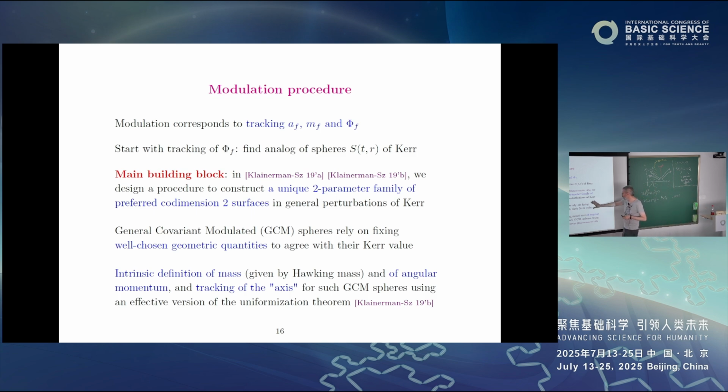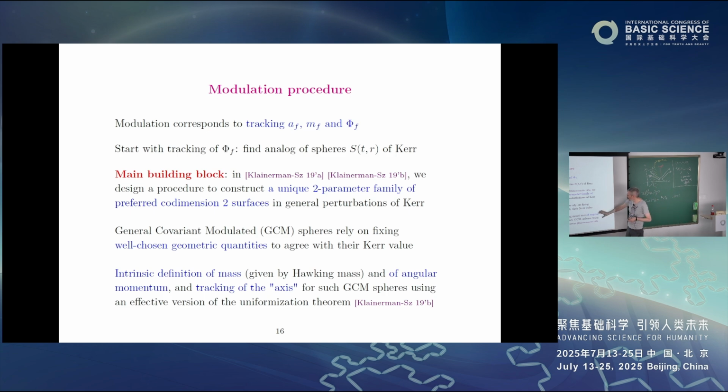Maybe just a word. This relies on fixing well-chosen geometric quantities to agree with their Kerr value. The geometric quantities would be, for those who are familiar, the two null expansions or the two null mean curvatures, and a third quantity called the mass aspect. Of course, the definition is quite natural. The difficulty is to show existence and, more importantly, uniqueness, that you construct exactly the correct number of spheres.